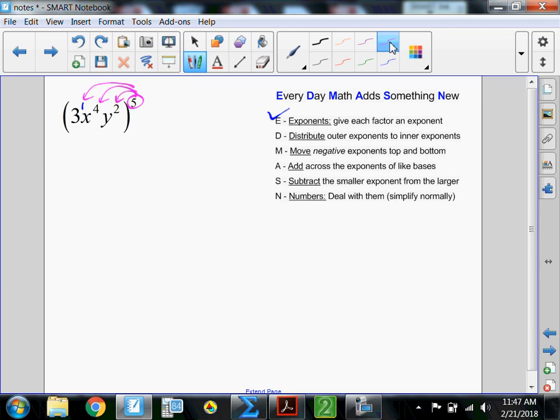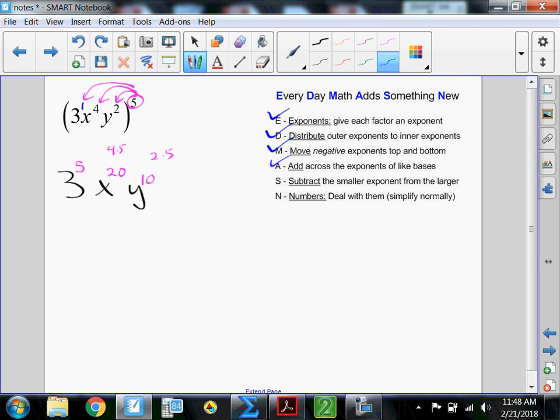So if I distribute my exponents, I'm going to rewrite this as 3xy. My 3 is to the 5th because of 1 times 5. My x is to the 20th because of 4 times 5. My y is to the 10th because of 2 times 5. Every day math, move negative exponents. I don't have any. A, add. Add exponents across like bases. There are no like bases. I have a 3, an x, and a y.